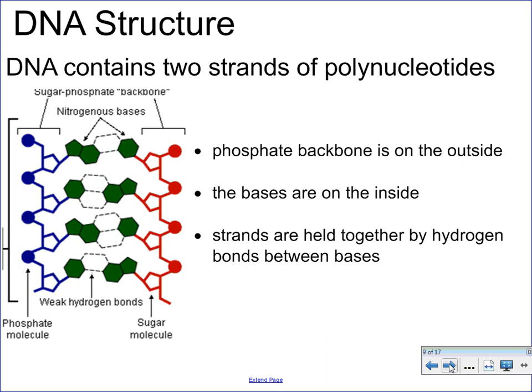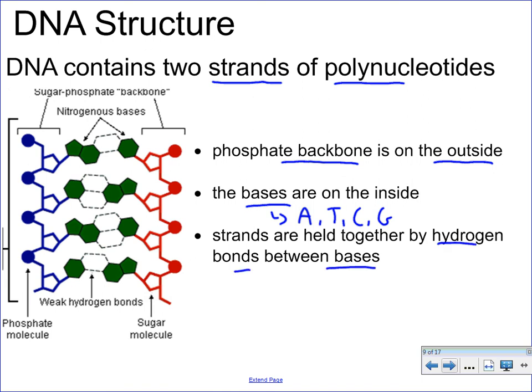With the DNA structure, looking more closely at that, DNA does contain 2 strands of polynucleotides. With those 2 strands of polynucleotides, that sugar phosphate backbone is going to be on the outside, and on the inside you will find those nitrogenous bases. So on the inside is where you'll find the A, the T, the C, and the G. And those 2 strands are going to be held together by hydrogen bonds between the bases. So it's hydrogen bonds that hold those 2 strands together.